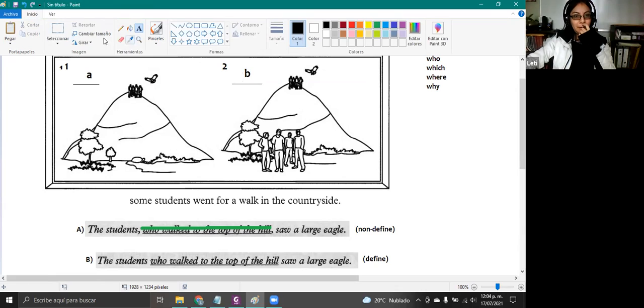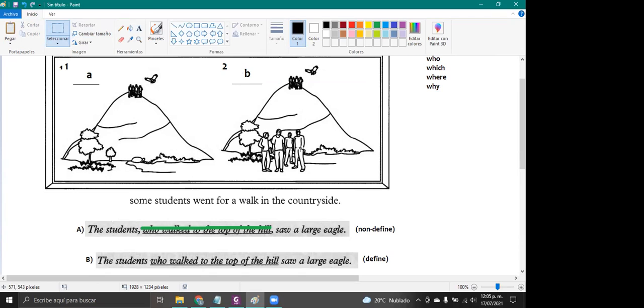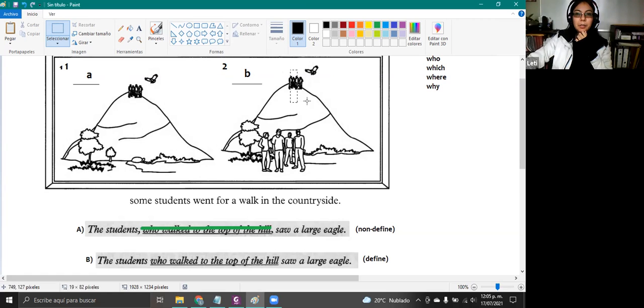So Teacher Nancy told us about how many, right? In this one, the students, well, he doesn't say a number or who, just in general, right? And this is just extra information. And in the second picture, we talk about this specific group of students. That's why we use who walk on the top of the hill without commas.